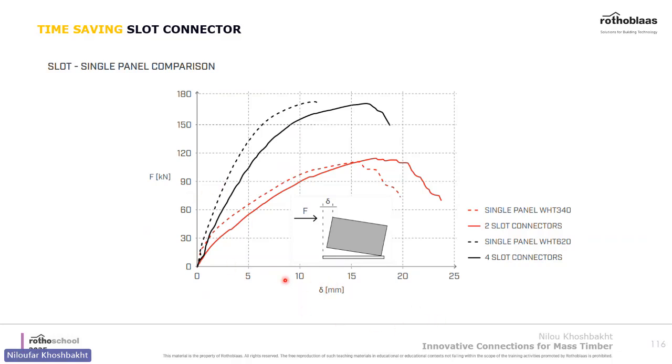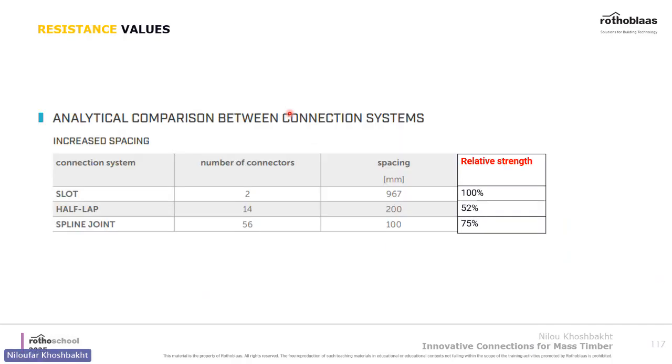And as you see here, this is the load displacement curve for a single solid panel. With 4 slot connectors, we achieve something very close to the solid panel, while with hold downs we achieve way less than that. Also, with 2 slot connectors, it was less than that, but with 4 slots, we achieved something very close to that.